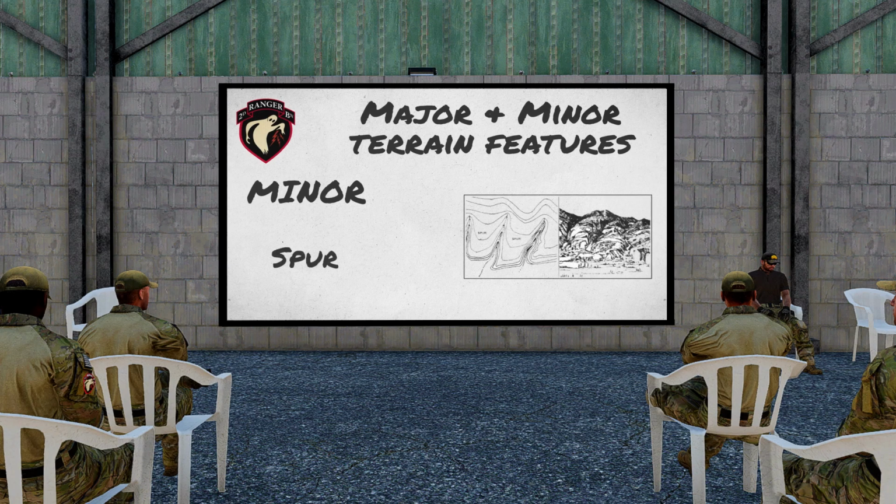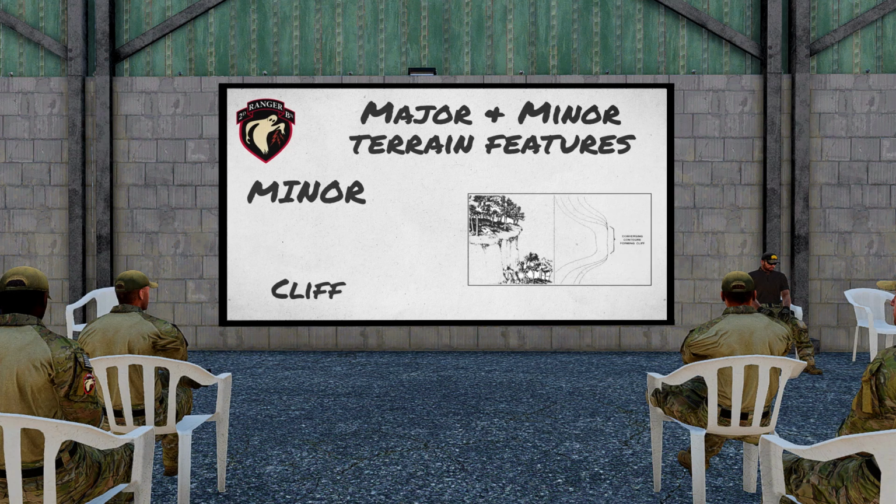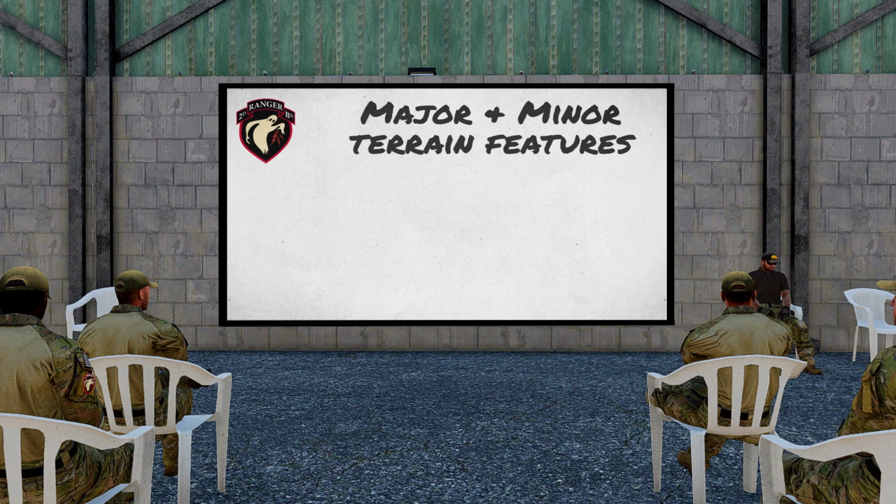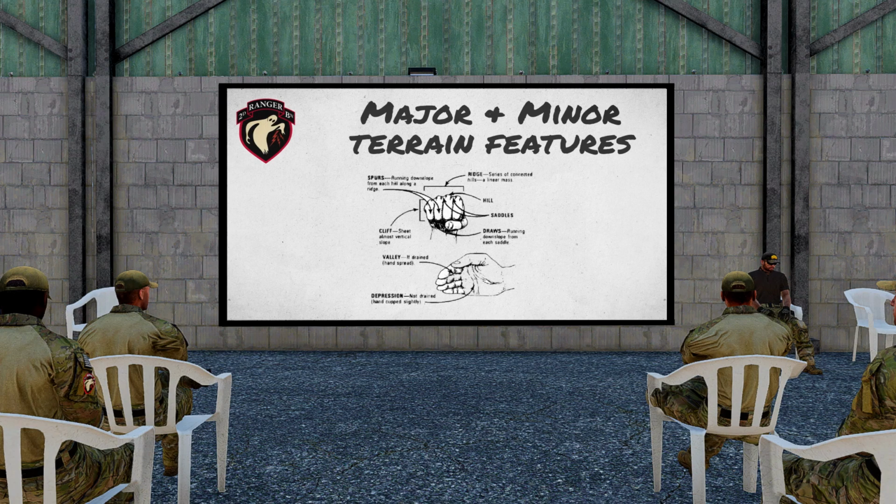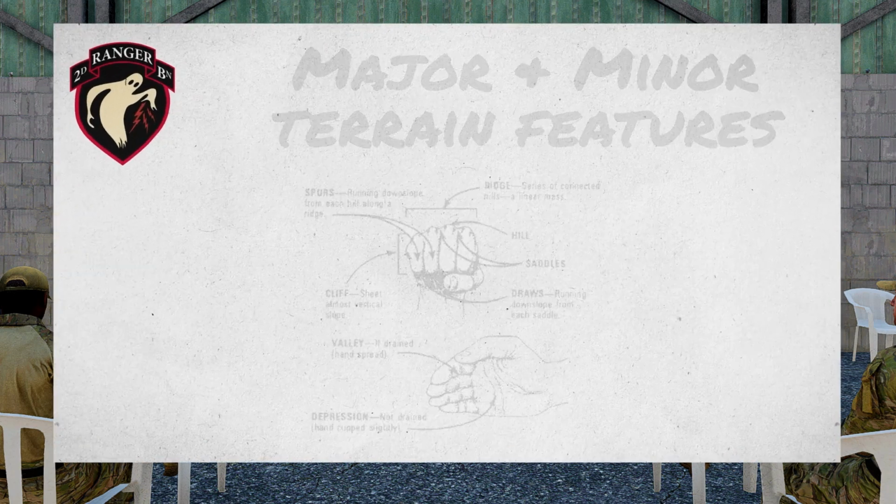Spurs are usually short, continuously sloping lines of higher ground, normally jutting out from the side of a ridge. Cliffs are vertical or near vertical slopes. A cliff may be shown on the map by contour lines being closer together. Before we move on, terrain features can be learned by using a fist or a hand to show what each would look like on the ground as such.